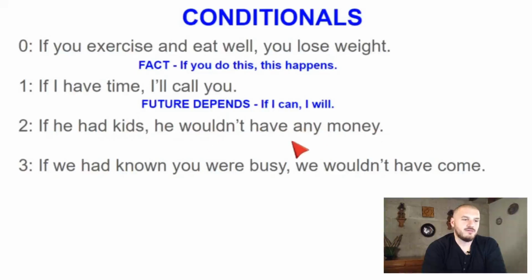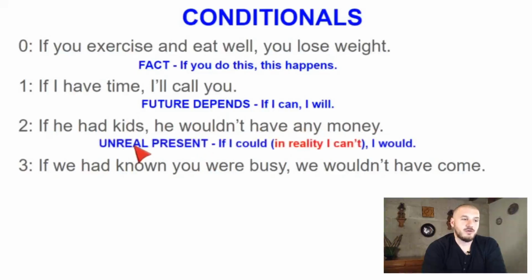No tendría dinero. This is unreal. We're talking about our imagination. Okay, it's imaginary situation. Si tuviera hijos, en realidad no tiene. Pero si tuviera, no tendría dinero. Another example, if I could, si pudiera, pero la realidad es que no puedo, pero si pudiera, lo haría. Okay, so this is an unreal present situation. ¿Qué haría si algo de mi presente fuera diferente? No lo es, pero si fuera.